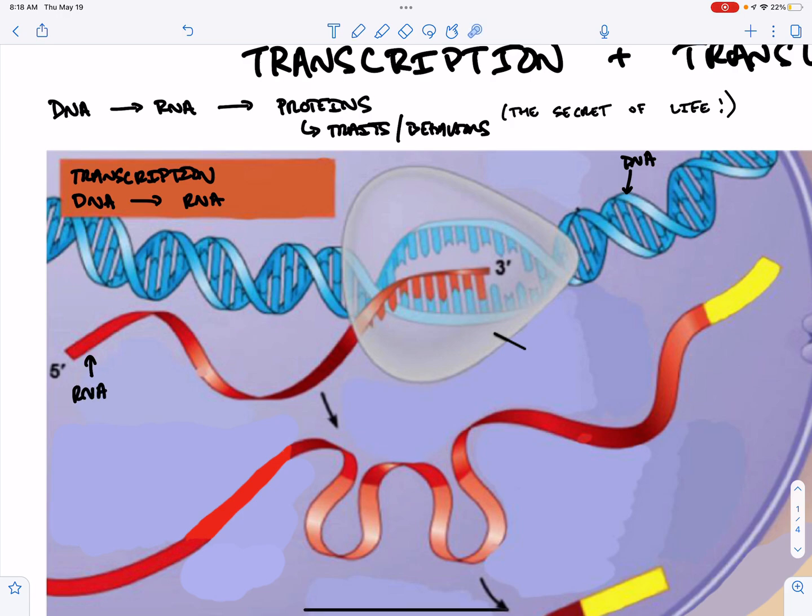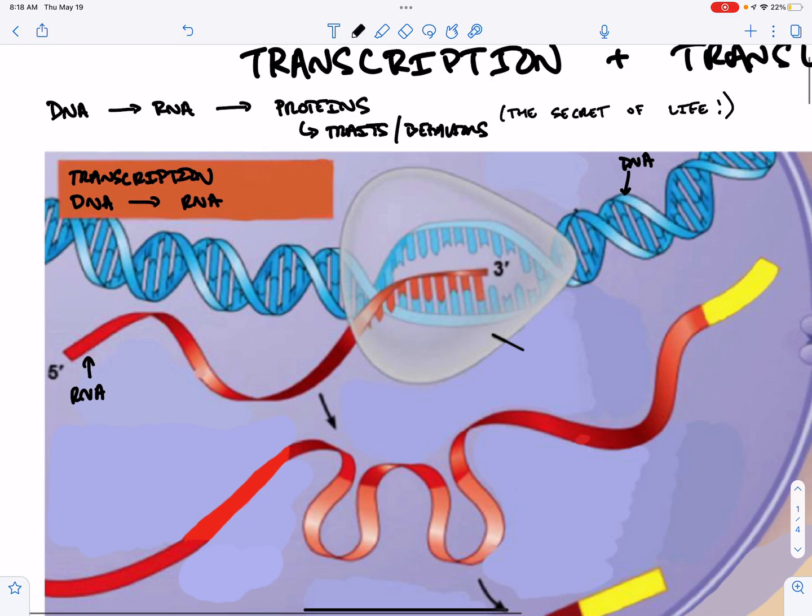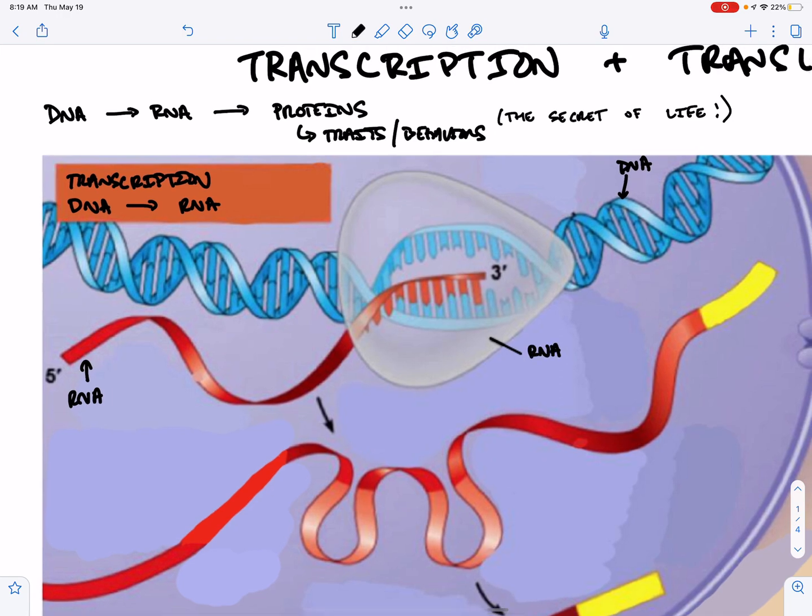So notice what's happening here. The DNA is opening up. Remember, we have complementary base pairing. Within the DNA, A always binds to T and C always binds to G. So the base pairs are split down the middle, and then an enzyme called RNA polymerase scoots down the DNA in this direction, and it brings in a complementary base pair to the DNA.